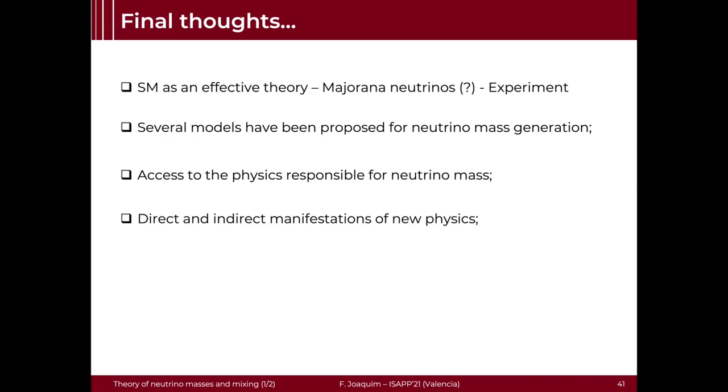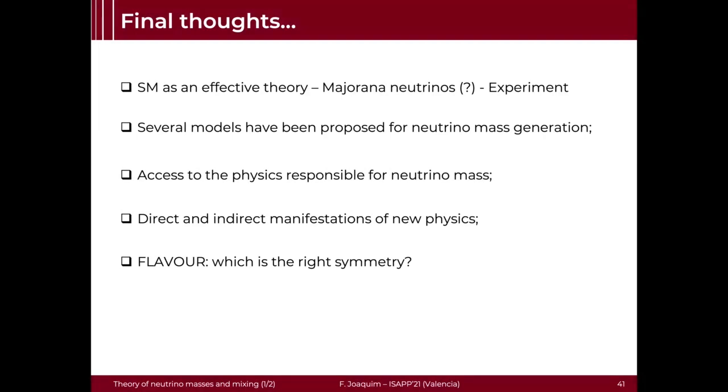So these manifestations of new physics can be either direct or indirect. Direct would be like some signals at colliders, for instance, at the LHC, and indirect would be something like lepton flavor violating decays, non-universality, whatever. Those are effects which are not actually looking for the new particles, but the effects of the existence of these new particles.